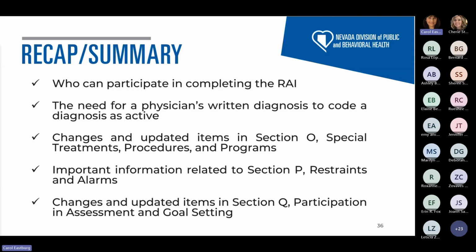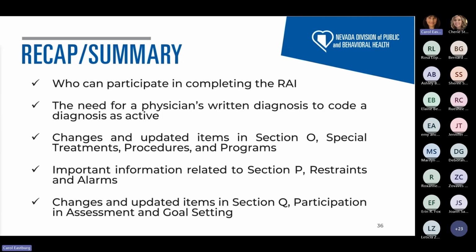So today we reviewed exactly who can participate in the completion of the RAI. Hopefully there won't be any more questions after today. We also reinforced the need to have the physician's written diagnosis in order to be able to code one as active. And we learned that if you don't have that necessary documentation, you should initiate and send a query to the provider. We went over the changed and updated items in Section O, Special Treatments, Procedures, and Programs.